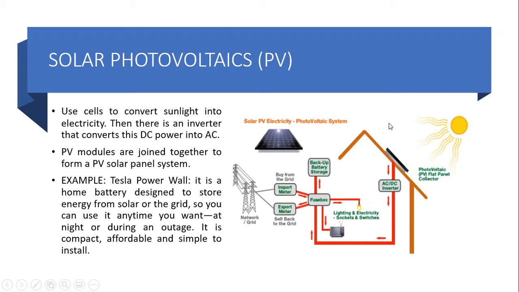So here's a picture showing how it works. This is the basic photovoltaic system which we install at the top of our houses, like this. This is the photovoltaic PV flat panel collector. It is going to convert the sunlight into electricity, which will be our direct current electricity. Then here we will install an inverter which will be converting the DC electricity into AC. Then from here we have a fuse box, to which this electricity is going to benefit us in certain ways.